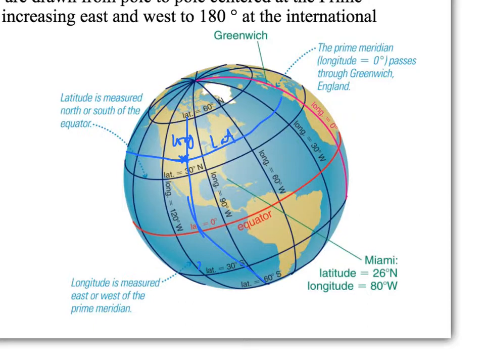Now, you may or may not remember this, but actually, I bet you do. Lines of latitude actually begin at the equator. So the equator is 0 latitude, and they top out at 90 degrees latitude at both of the poles. So this is 90 degrees north, and this is 90 degrees south.